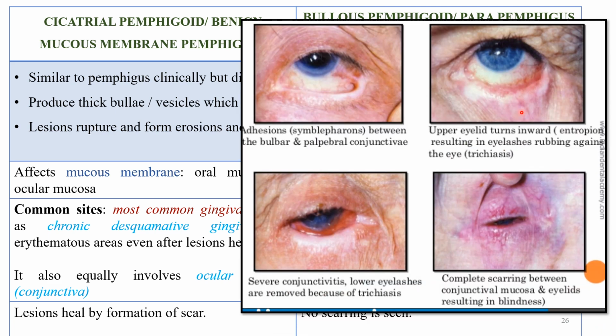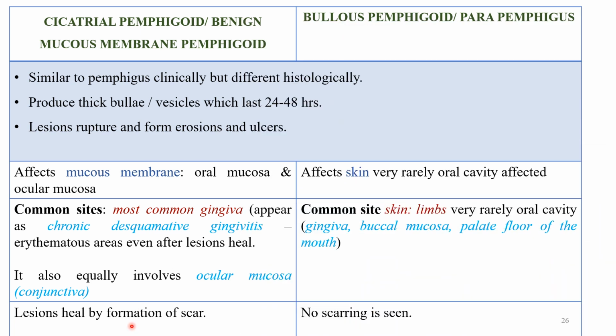In ocular involvement, they actually cause initial conjunctivitis, which later produces an adhesion between the palpebral and the bulbar conjunctiva, which will result in formation of obliteration, and there will be opacity of the cornea, which frequently leads to complete blindness. So these lesions actually heal by formation of scar. Whereas in bullous pemphigoid, the common site of involvement is the limbs and very rarely the oral cavity, and in the oral cavity they involve the gingiva, buccal mucosa, palate, and floor of the mouth, but no scarring is actually seen.